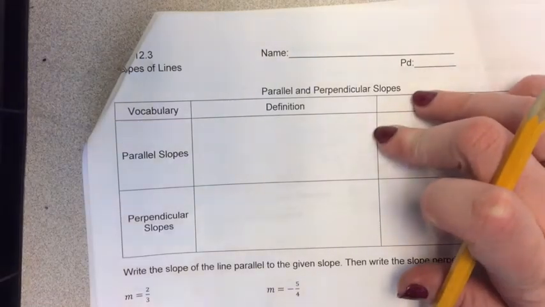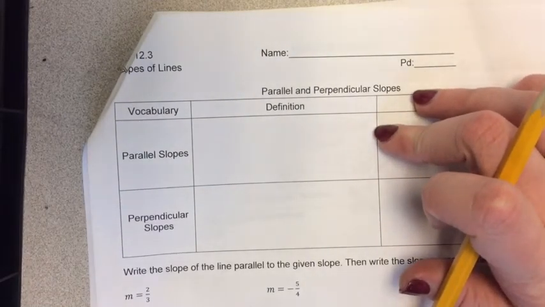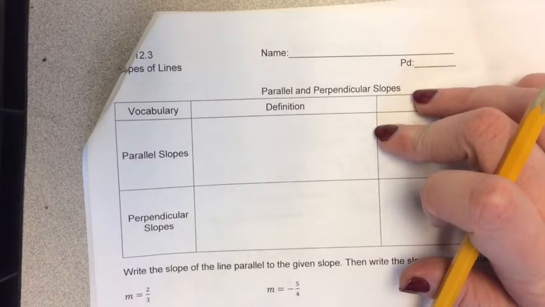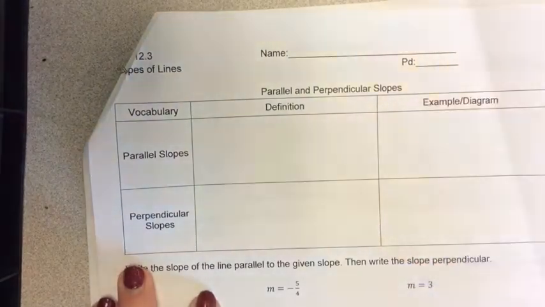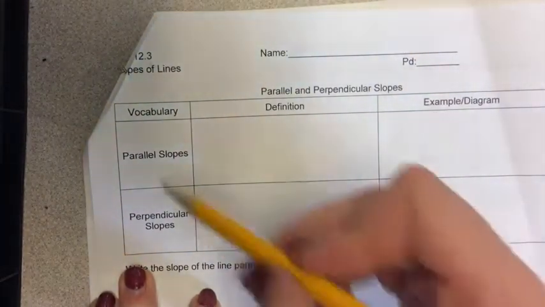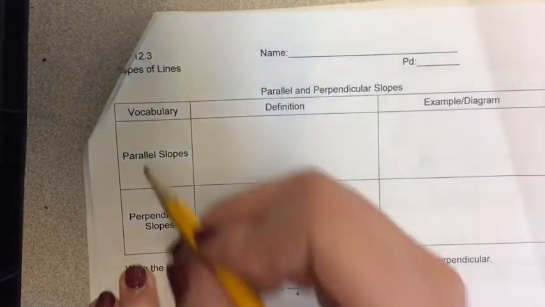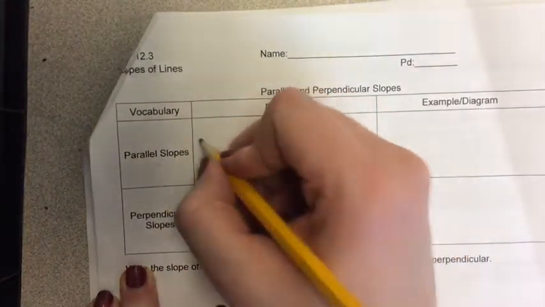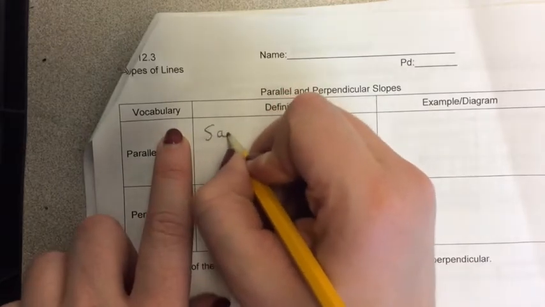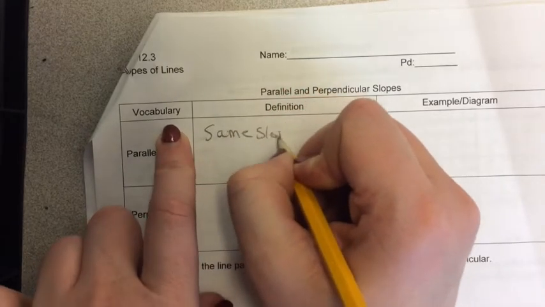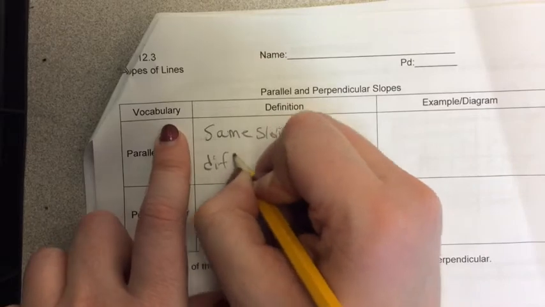All right, so the last thing we're going to talk about in our geometry lessons is types of slopes. It's going to give you a number and ask you to find the parallel or the perpendicular slope. So parallel slopes means your equation is going to have the same slope but a different y-intercept.